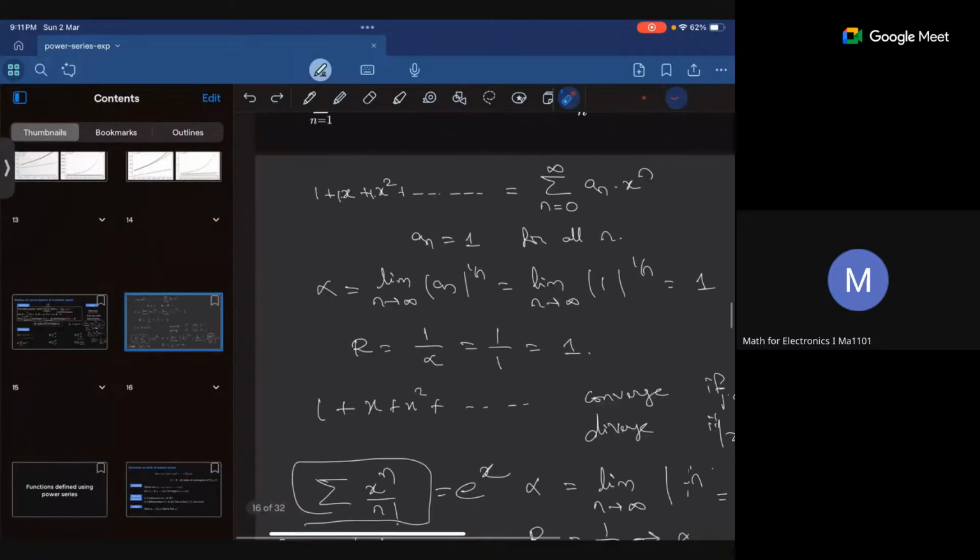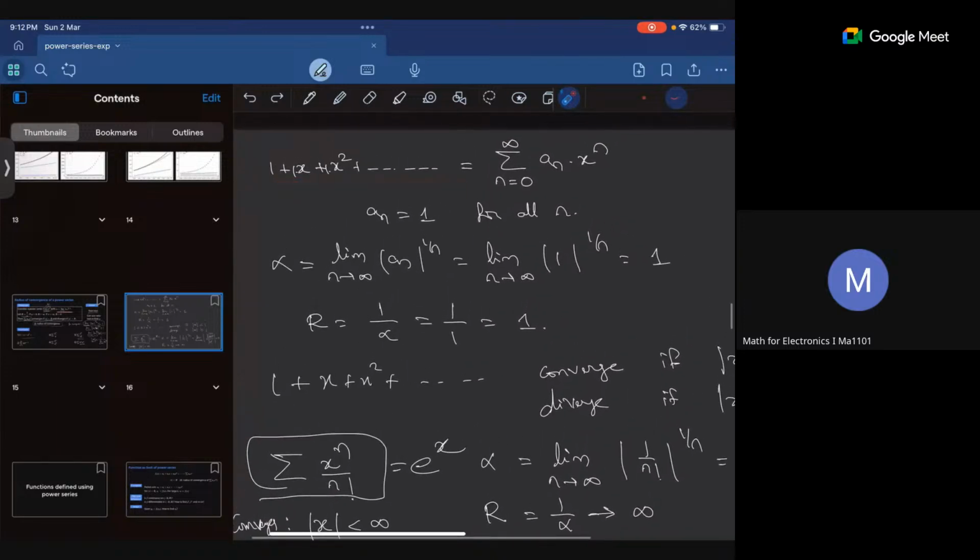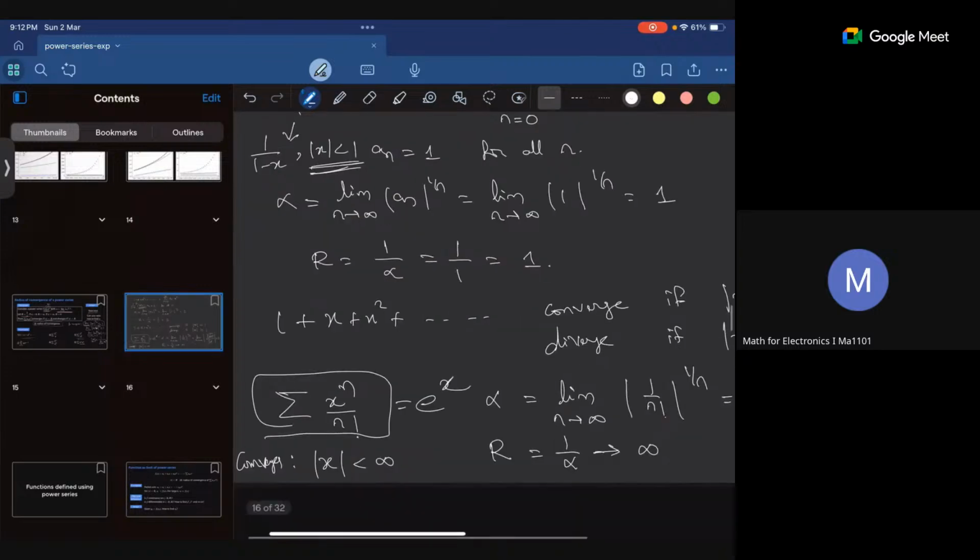Okay. So this 1 plus x square and so on will actually be equal to 1 by 1 minus x only when mod x is less than 1. Okay, so that will also come into the picture. So this will be representing a function only if mod x is less than 1. Okay, so that needs to be mentioned. Whereas for e power x, we don't have to mention any interval for x.